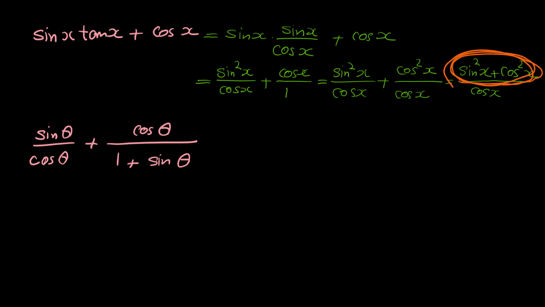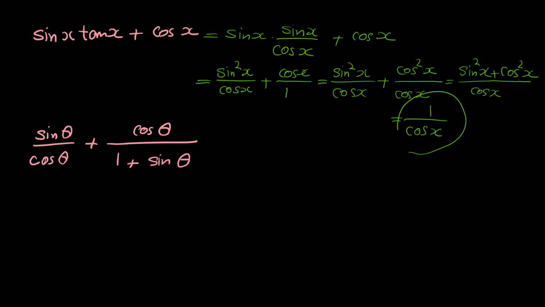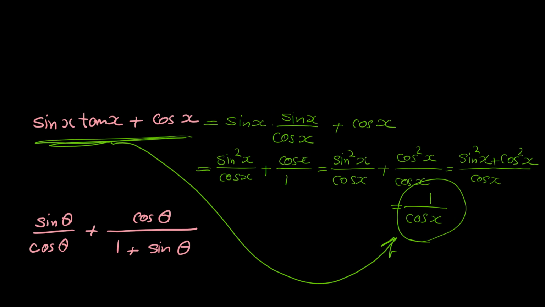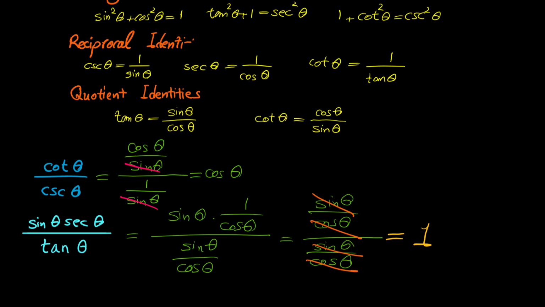So we have 1 over cosine. So the simplified form of this expression is 1 over cosine. You can leave your answer in this form, and this can be your final answer. So the simplified form of this trigonometric expression is 1 over cosine. But if you like, this is completely optional. It's not necessary to do this. Remember reciprocal identities?